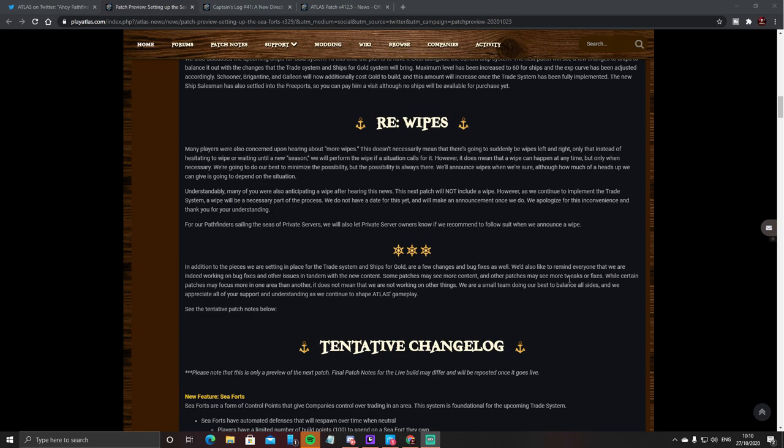We'd also like to remind everyone that we are indeed working on bug fixes and other issues in tandem with the new content. Some patches may see more content and other patches may see more tweaks and fixes. While certain patches may focus more on one area, it does not mean that we are not working on other things. We are a small team doing our best to balance all sides, and we appreciate all your support and understanding. We continue to shape Atlas gameplay.